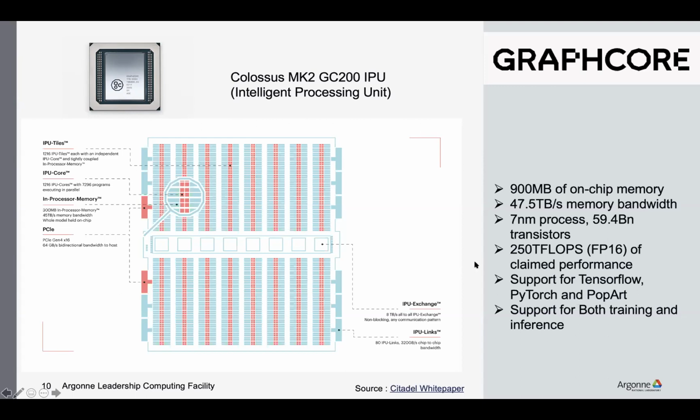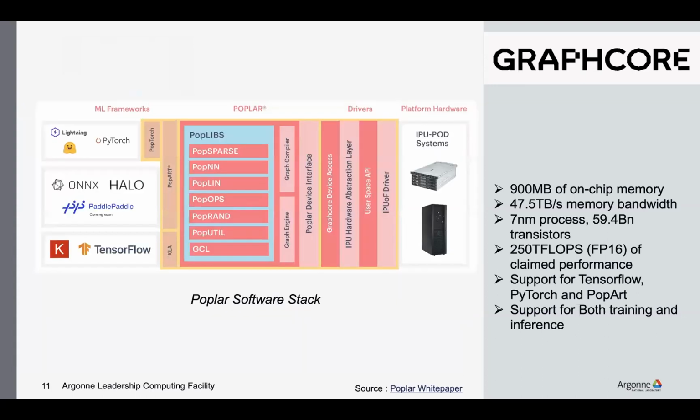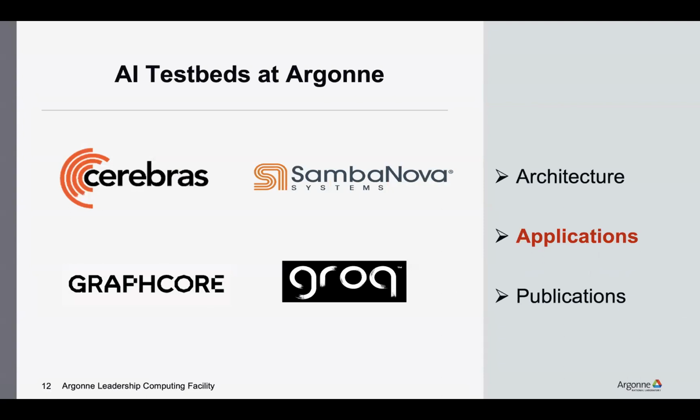Graphcore has claimed performance of 250 teraflops in FP16, and they support TensorFlow and PyTorch, and in addition, they have their own software stack, which they call PopArt. This architecture supports both training and inference. And this is how the software stack of Graphcore looks. On top, you have support for TensorFlow or PyTorch, and then they have their compiler toolchain to get those codes mapped onto the actual systems. So that was the brief introduction about the architectures.